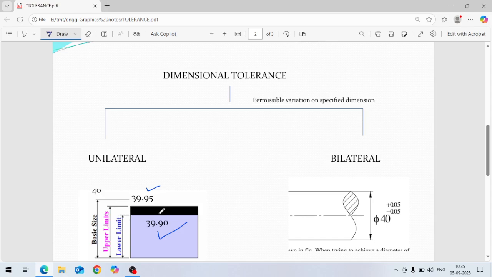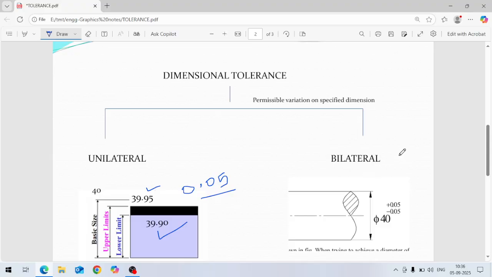And here, what is the tolerance? Tolerance is 39.95 minus 39.9. So tolerance is only 0.05. So this is our tolerance: upper limit minus lower limit is equal to tolerance. But the basic size is 40. So this is called unilateral tolerance.